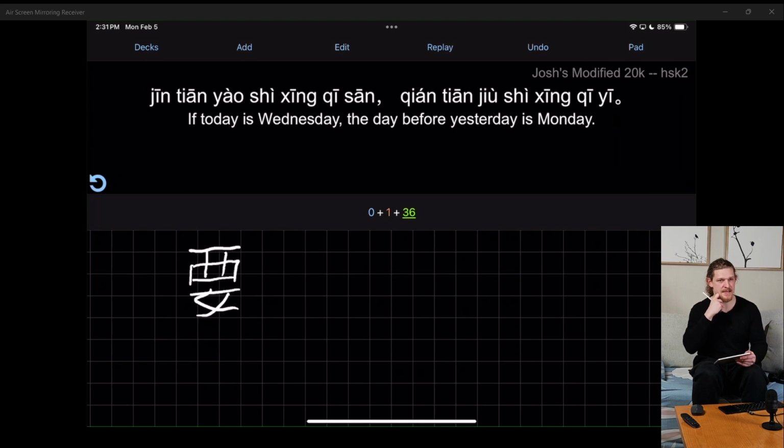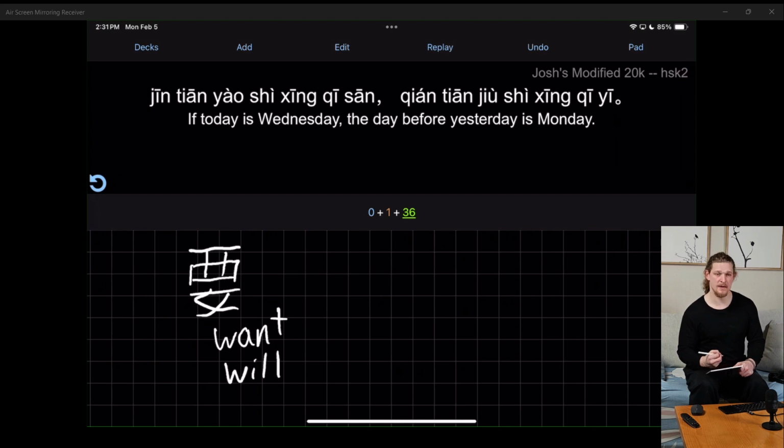Now this is an interesting character because it's used in several different ways. It's pronounced the same way each time, and it looks the same way each time, but the uses for it can vary quite a bit. So yao can mean want. Yao can mean will. Not like I have a will, but as in I will do something. And here, it can mean if.